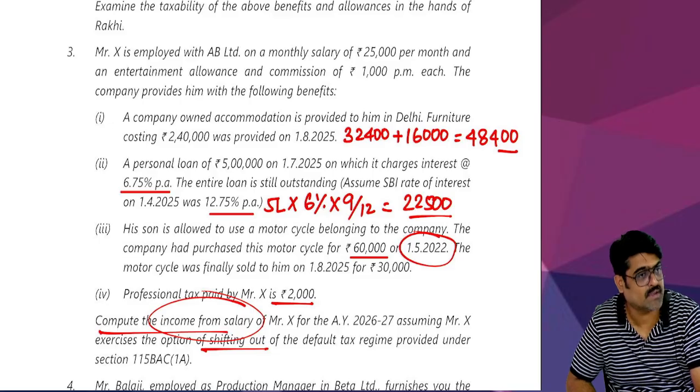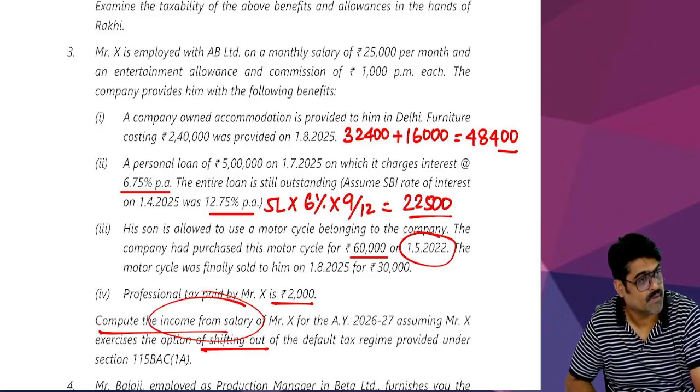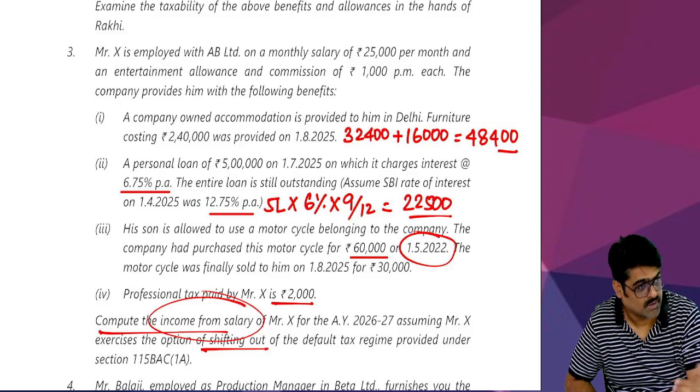Basic salary, 25,000 into 12, outer column 3 lakhs. Second, entertainment allowance, 1,000 rupees per month into 12, outer column 12,000. Third, commission, 1,000 per month into 12, outer column 12,000. Yes or no? Next one.